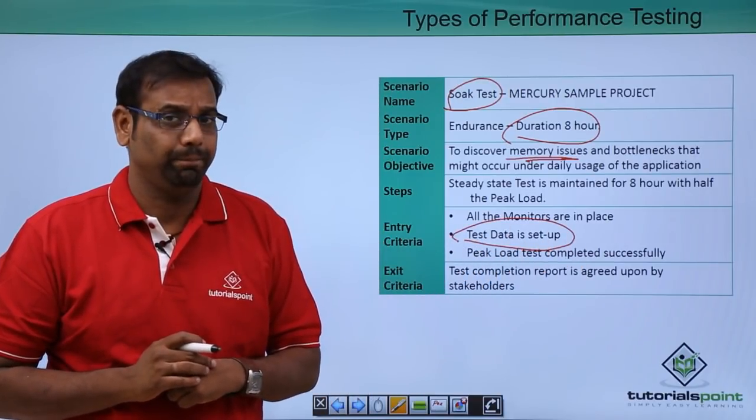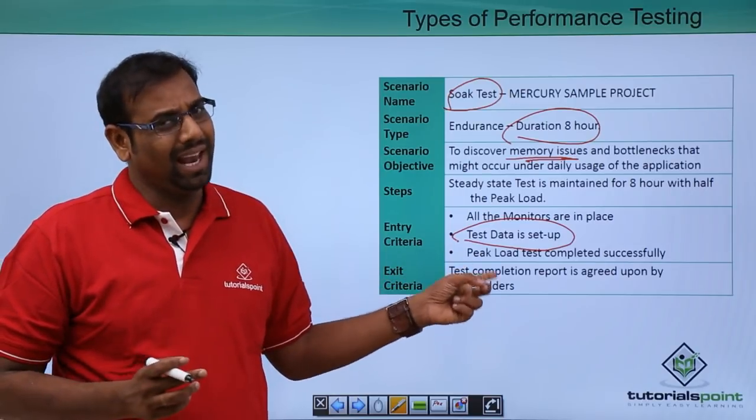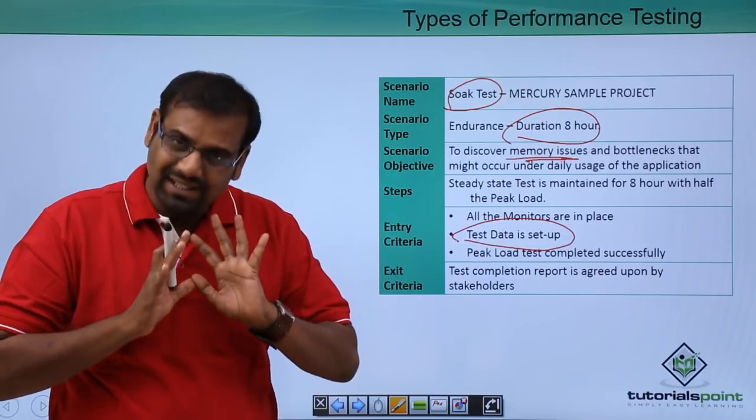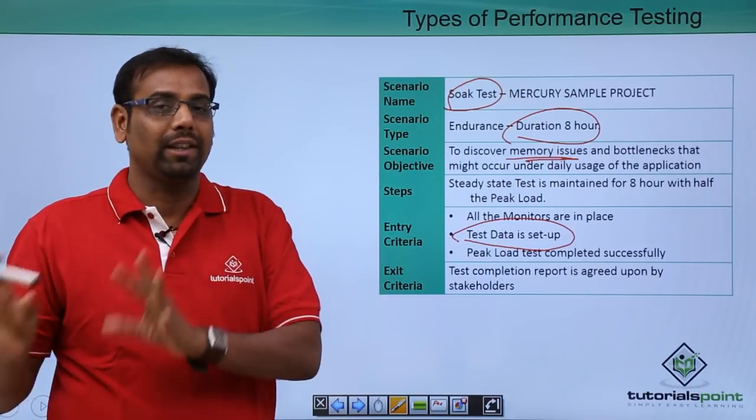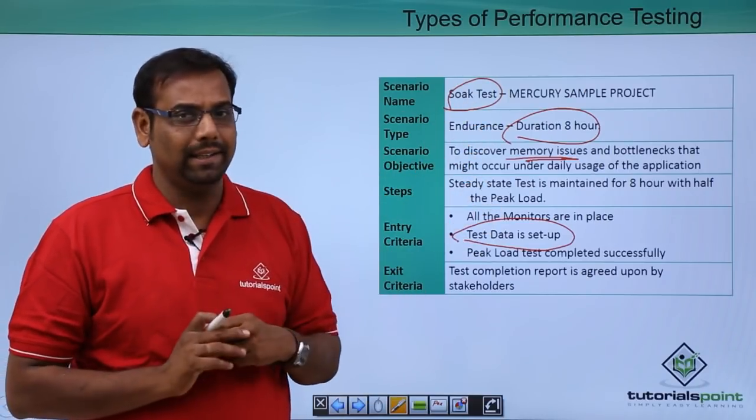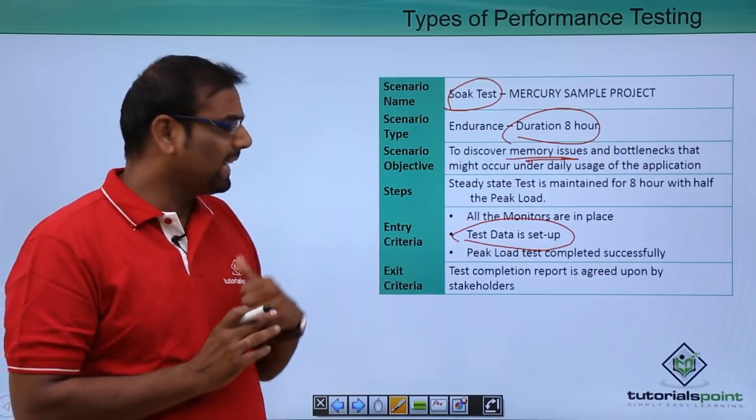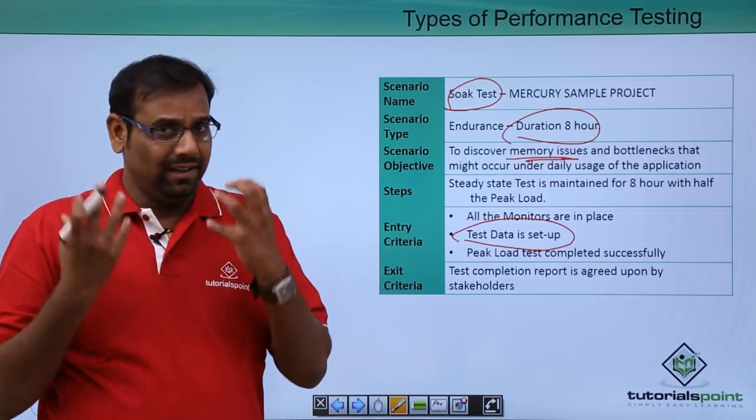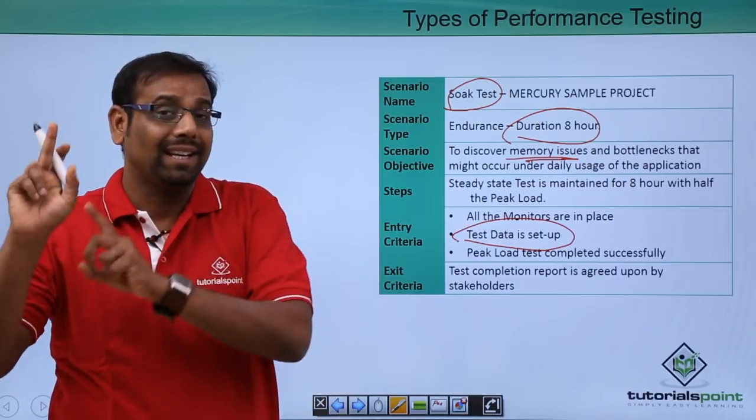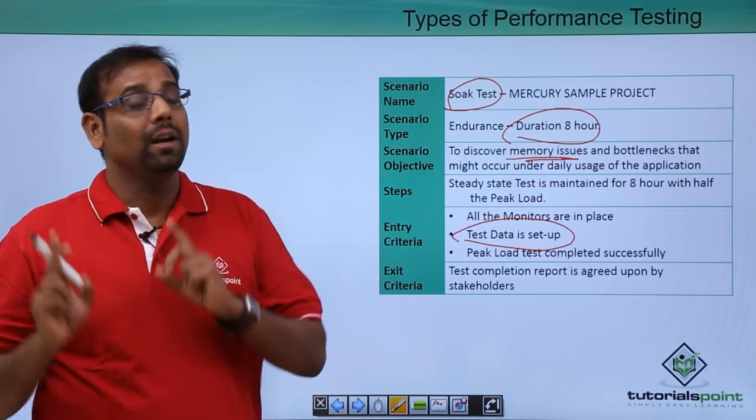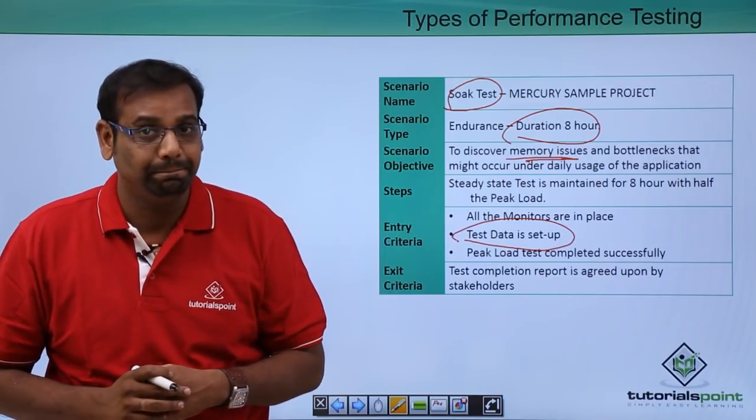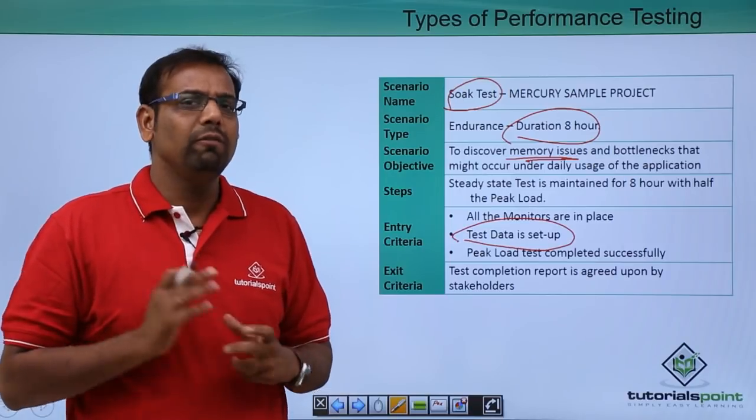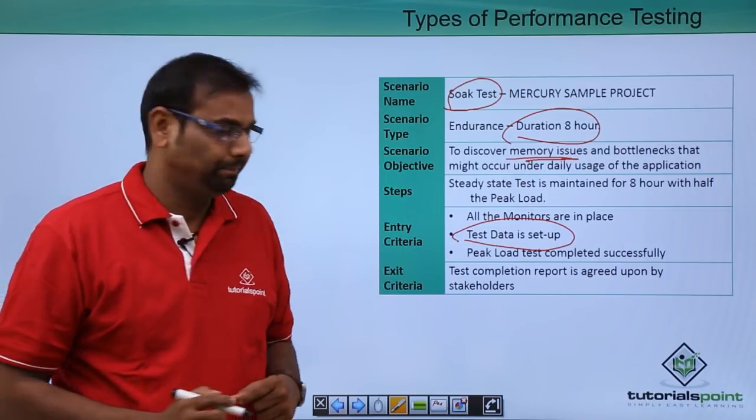And the third one is, this has to be done after the load test is done. The load test is the mandatory thing. Only after that is done, you want to do any other test. The exit criteria, as with others, the completion report has to be created by you, and finally that has to be signed off or agreed by your stakeholders or the clients. So that's what an endurance test is, guys. Now we will move on to the next test.